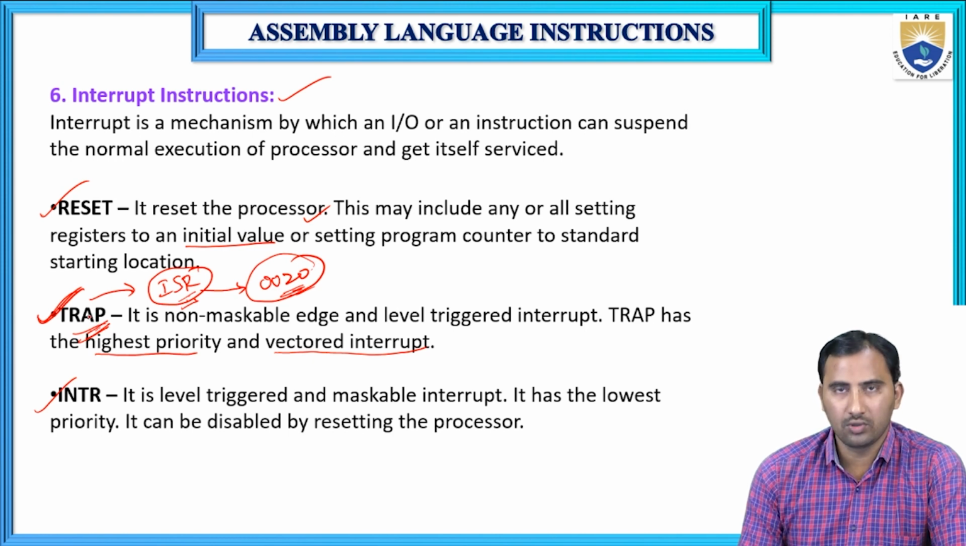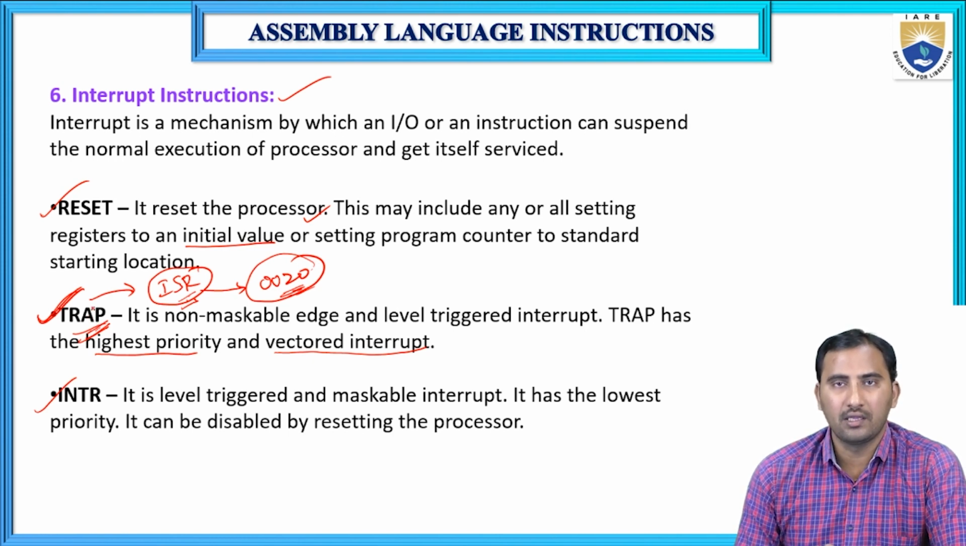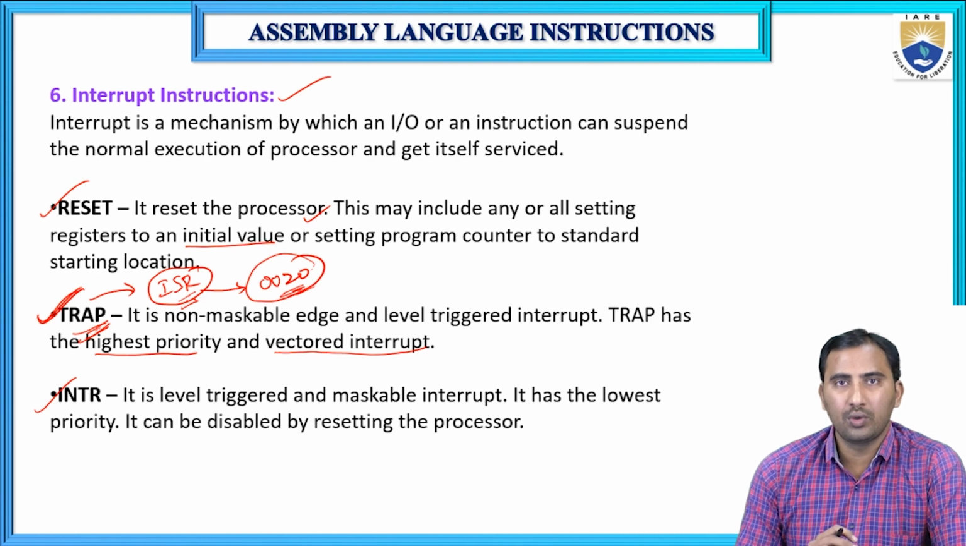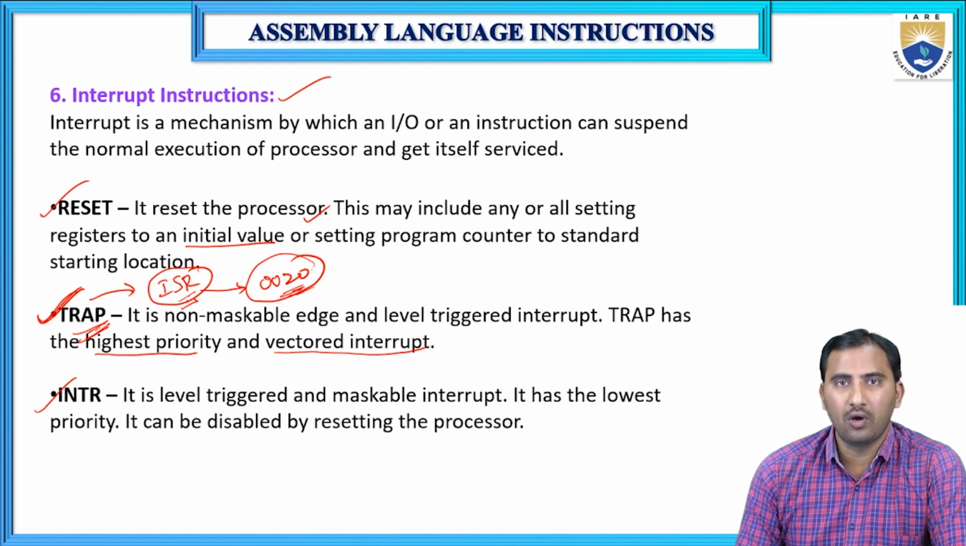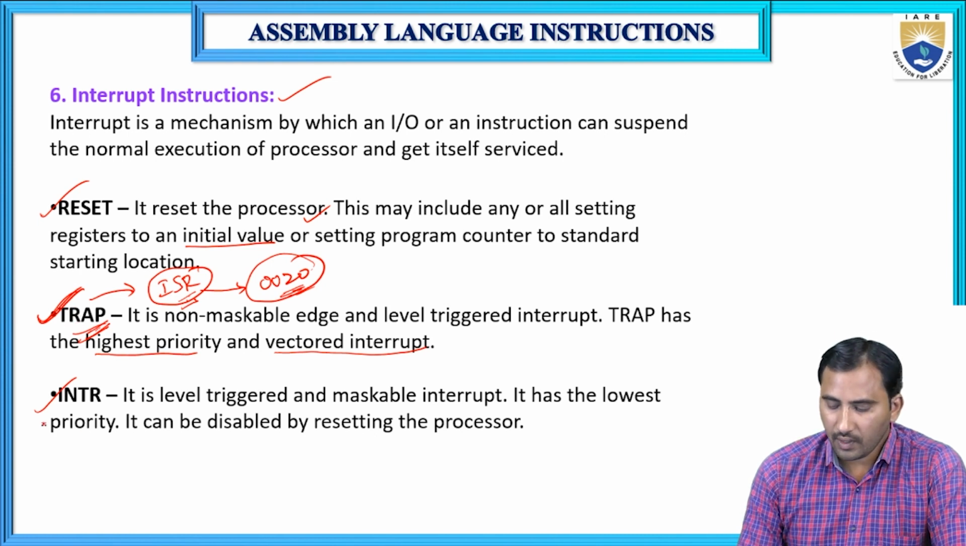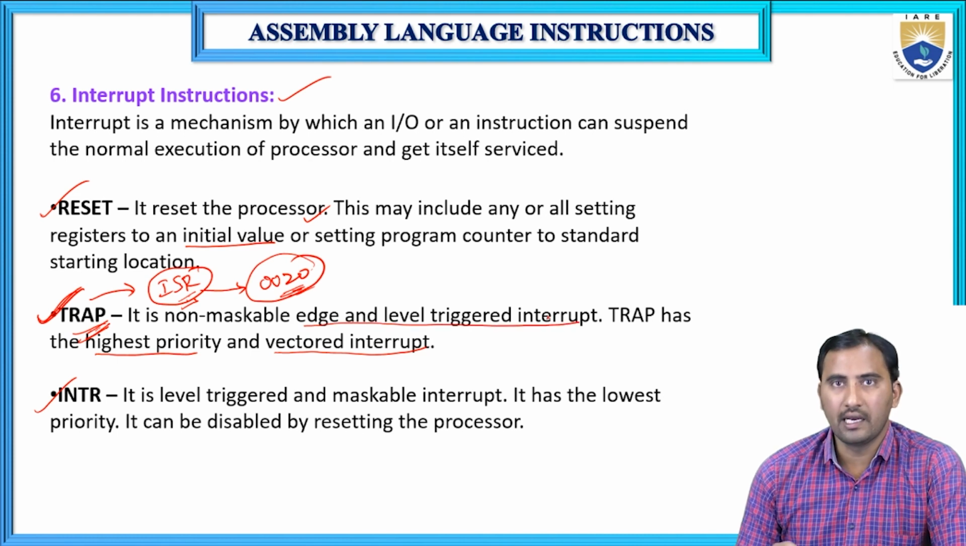Okay, so trap is the highest priority. That means whenever the trap interrupt occurs, the microprocessor has to service this interrupt immediately. We cannot delay. The processor cannot delay this type of interrupt, and it is an edge and level triggered interrupt.